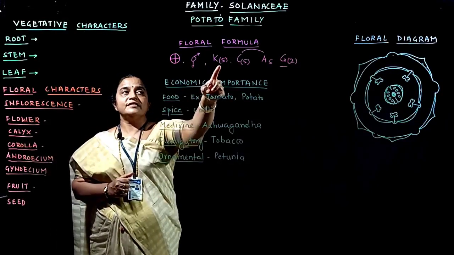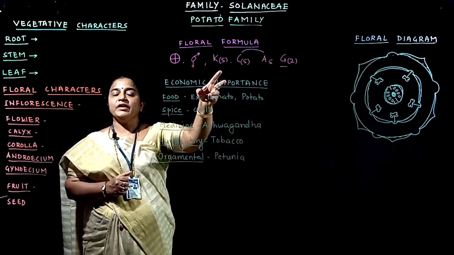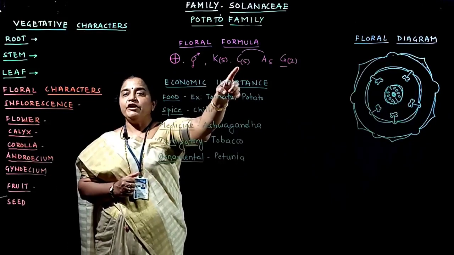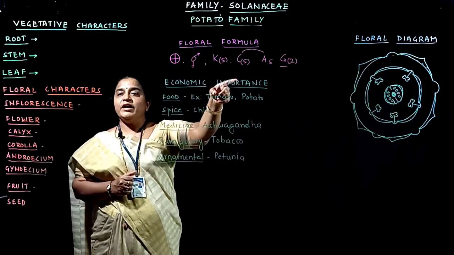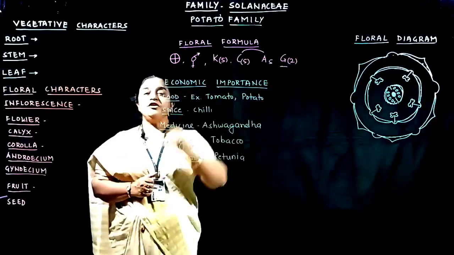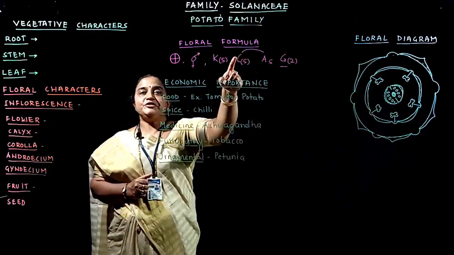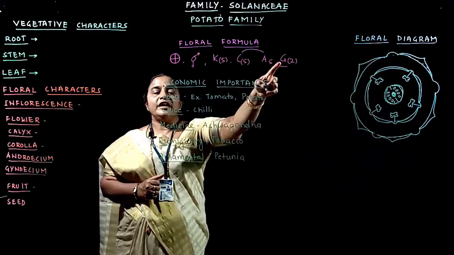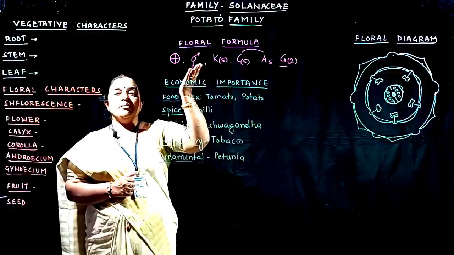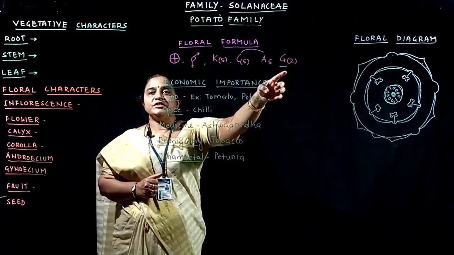K for calyx, 5 are the sepals, and the bracket indicates the sepals are united, so it is gamosepalous. C for corolla, 5 are the petals, they are united, so it is gamopetalous. Androecium, there are 5 stamens, and this line indicates they are attached to each petal. G stands for gynoecium, the line below G means the ovary is superior above all. There are 2 carpels in syncarpous condition.